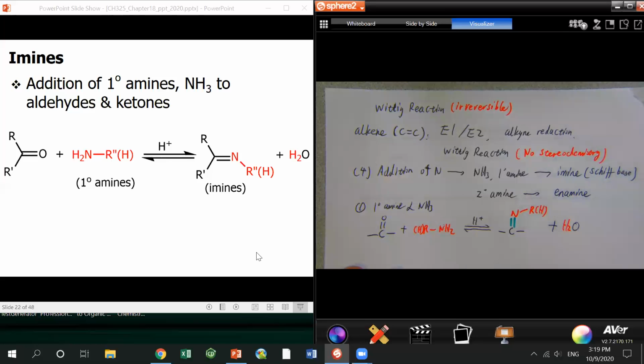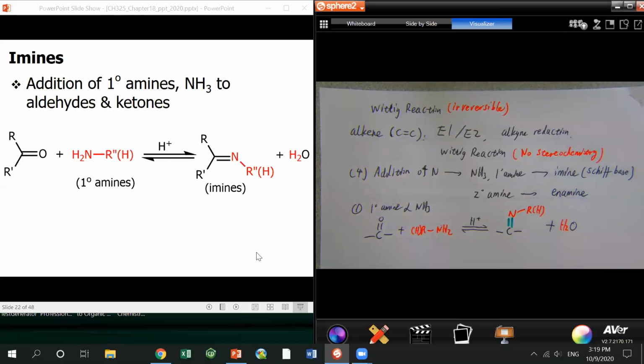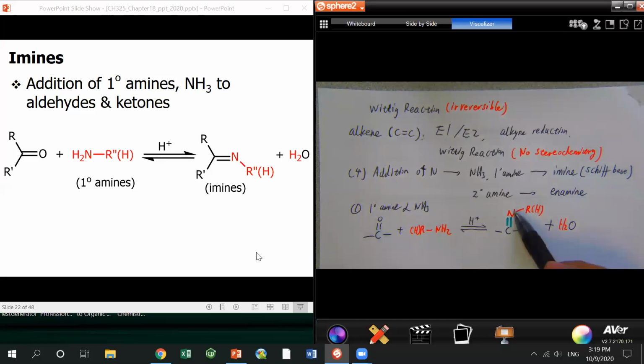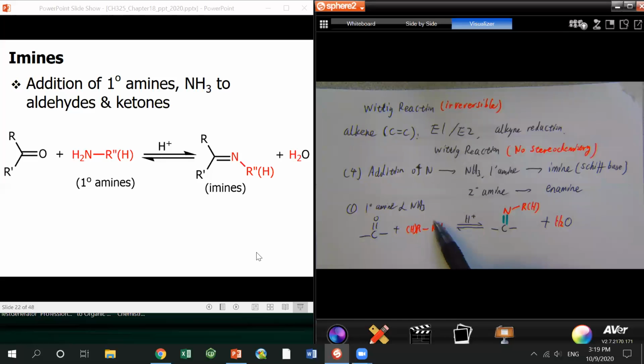So like I said, a change happened. The original C=O double bond changes to a C=N double bond, and whatever is on the nitrogen still goes here. But there are two hydrogens on the nitrogen, which pick up the oxygen from the aldehyde or ketone and become water. So that's this reaction.